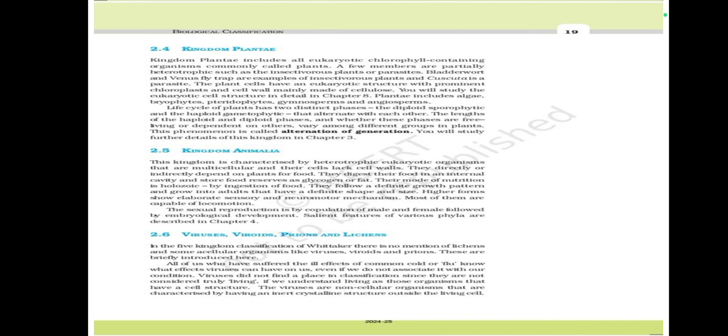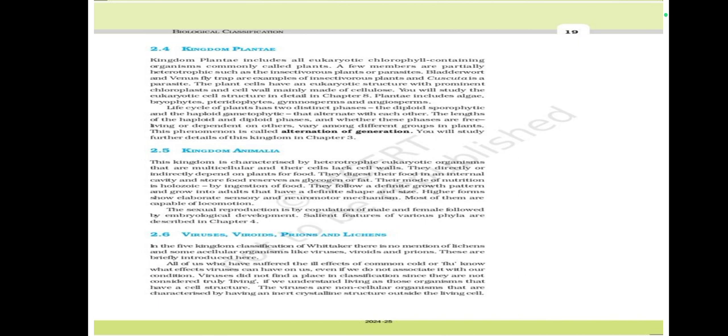The sexual reproduction is by copulation of male and female, followed by embryological development. Salient features of various phyla are described in chapter 4. Viruses, viroids, prions, and lichens. In the five kingdom classification of Whittaker, there is no mention of lichens and some acellular organisms like viruses, viroids, and prions. These are briefly introduced here.